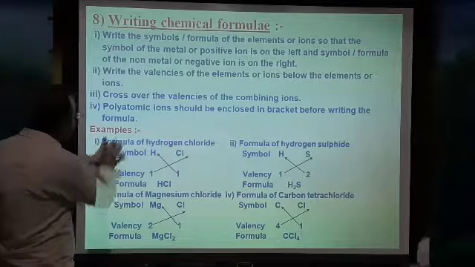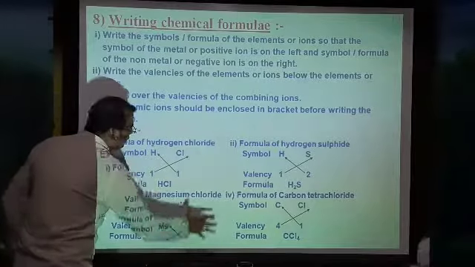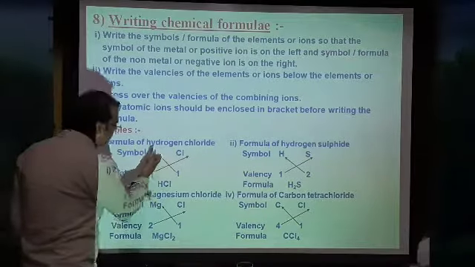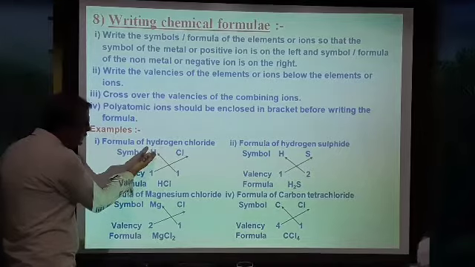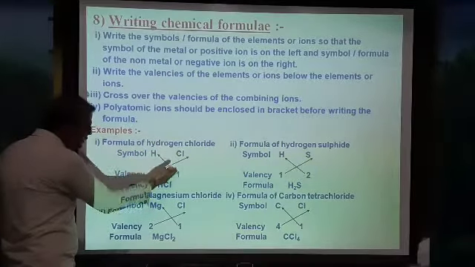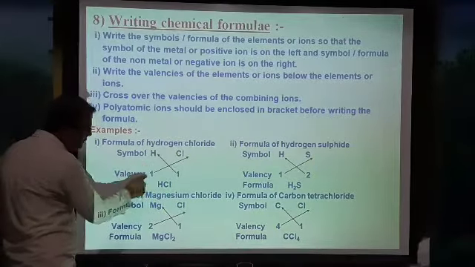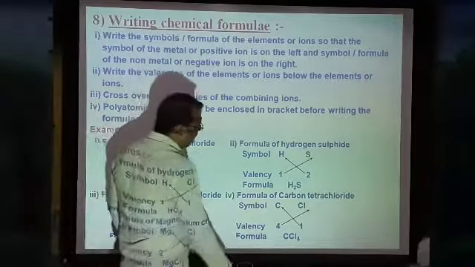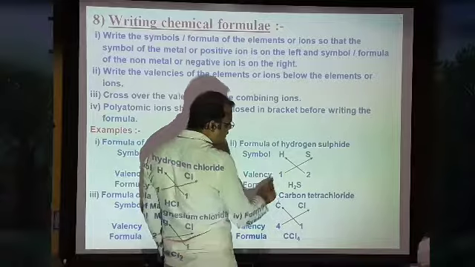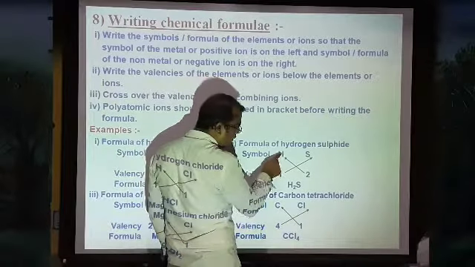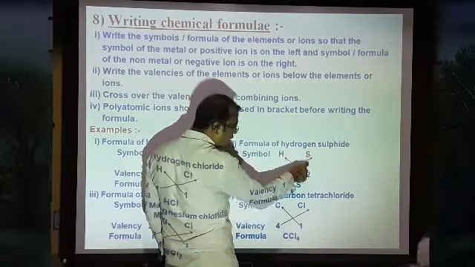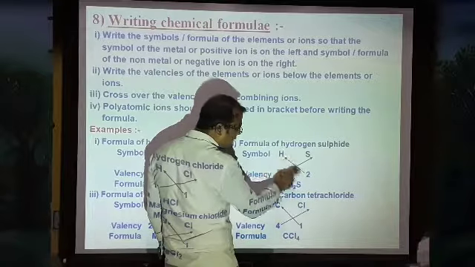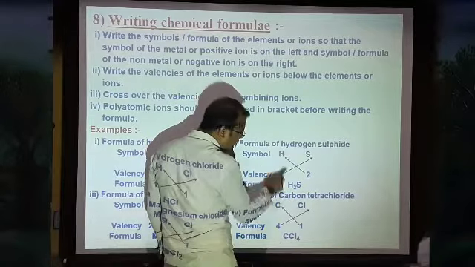Okay, so these are some examples of how to write a chemical formula. You just see here: HCl, we have already seen HCl. Its valency is 1. The chlorine valency is 1. Then we should cross this. The same here, the hydrogen valency is 1. Sulfur valency is 2. So when we cross this, what happens?